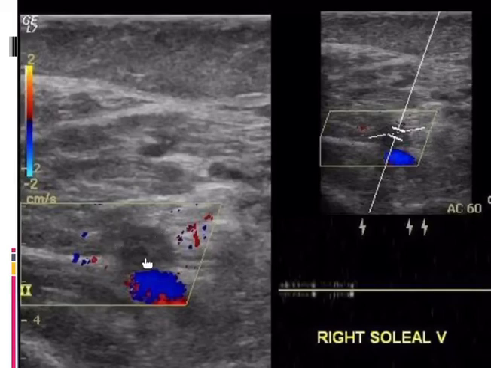Okay. So this area is not giving you any signal. That means it is not patent. Okay. This is the vein. This is the deep vein, and this is the accompanying artery. This was the color Doppler. Now this is the spectral Doppler.